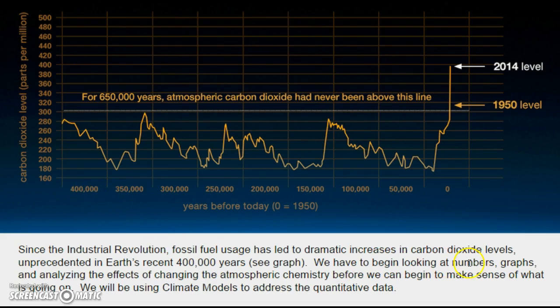We will have to begin looking at numbers, graphs, and analyzing the effects of changing the atmospheric chemistry before we can begin to make sense of what is really going on. We will be using climate models to address the quantitative data. And in this case, we're going to start using numbers. We're going to start looking at graphs and trying to make sense as to what is going on. Because this graph is trying to show you that for 650,000 years, if we go back to the origin, atmospheric carbon dioxide had never been above this line. And yet, it's well above that line now.